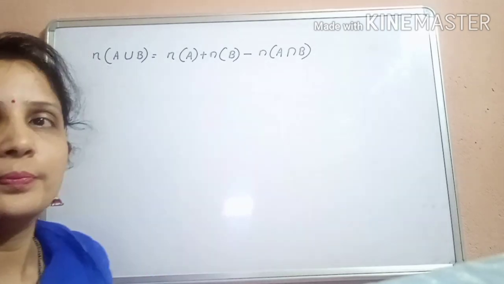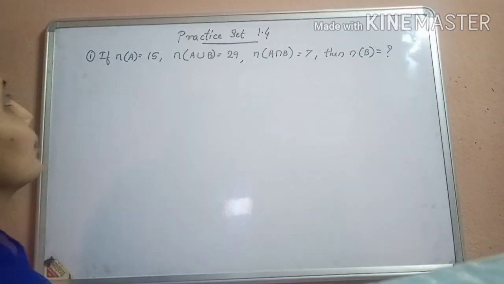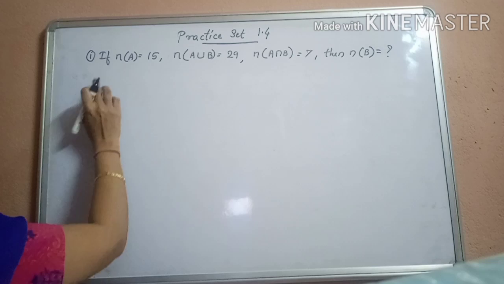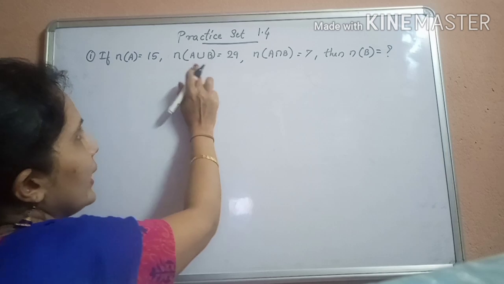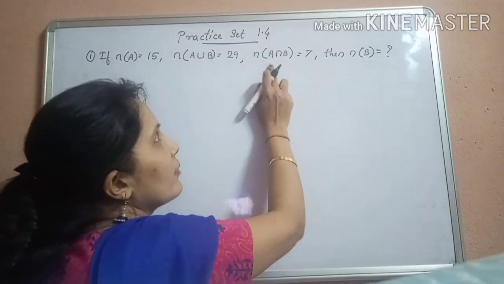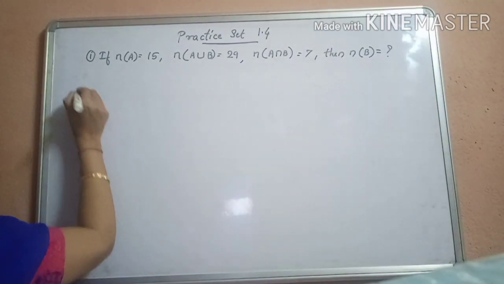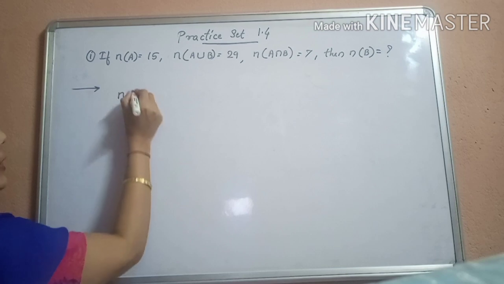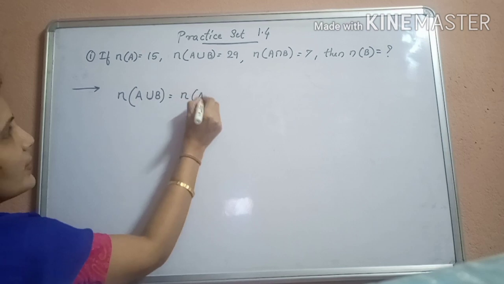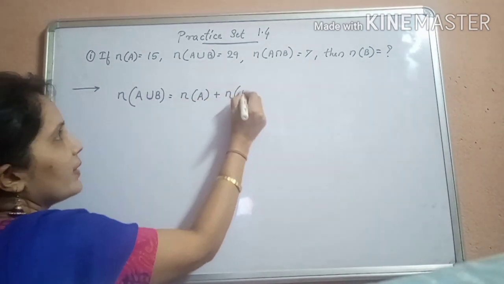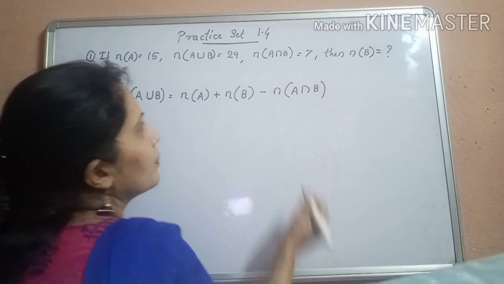Let's see how. We have one sum in practice set 1.4, first question. If number of elements in A is equal to 15, number of elements in A union B is 29, number of elements in A intersection B is 7, find number of elements in B. Now, we have just now seen one formula. Number of elements in A union B is equal to number of elements in A plus number of elements in B minus number of elements in A intersection B.